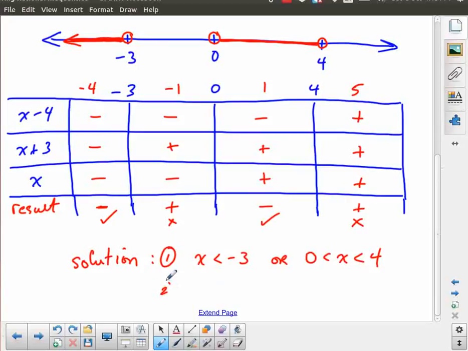I could also express my solution using our interval notation. I could say x is a member of, this one is -infinity to -3 with a round bracket because it doesn't touch -3, comma, 0 to 4, not including either of those. So there's my solution using an interval table.